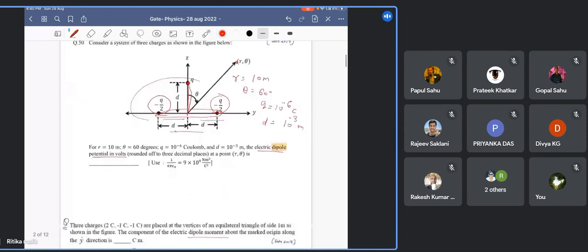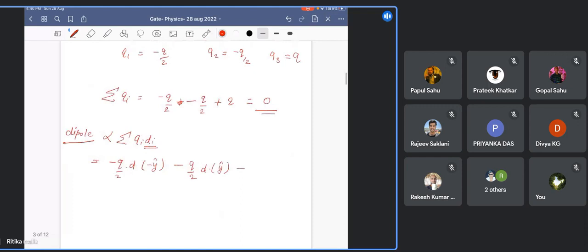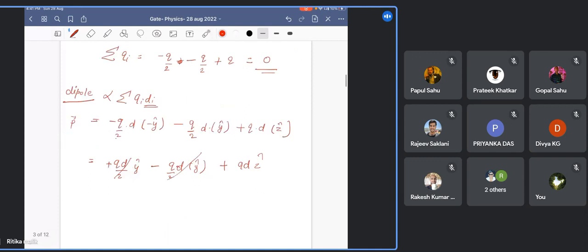And there is another charge q in the z direction at a distance d. So we have plus q charge at d in the z cap direction. In this case, our dipole moment is minus q d by 2 in the y cap direction, plus minus q by 2 d in the y cap direction, plus q d z cap. This quantity will cancel out, so we have a finite value of electric dipole.